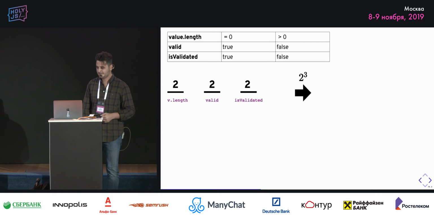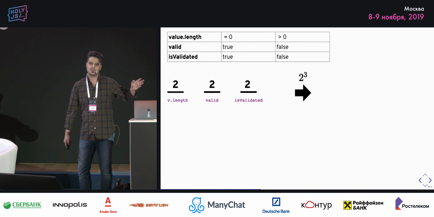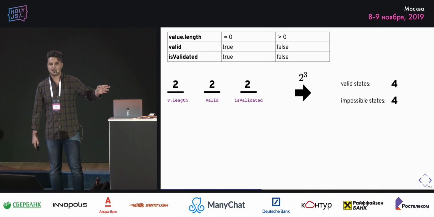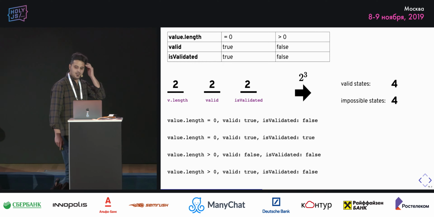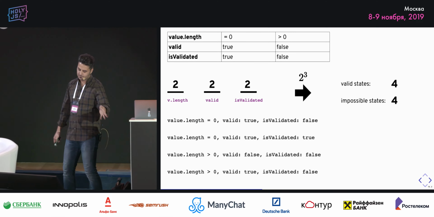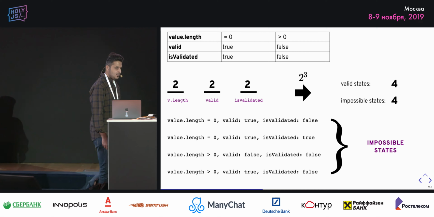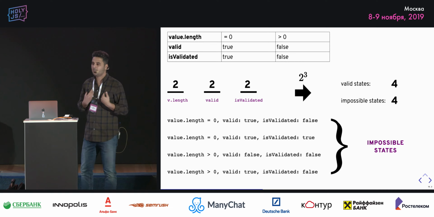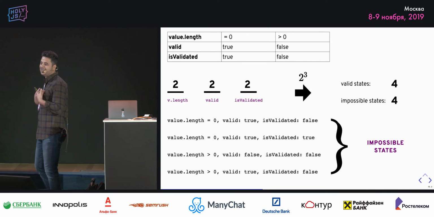Have you seen the problem? Of course, 2 raised to the power of 3 different variations could be produced out of this state. But we only needed 4. So what happens to the rest of the 4? They are impossible states. The variations where the length is 0 and valid is true and is validated can be toggled, and the two others will be something that we call impossible states. These are the states in the application that we didn't even want to happen. We don't even want them to exist in the modeling layer. But we're modeling it in a way that technically allows it.